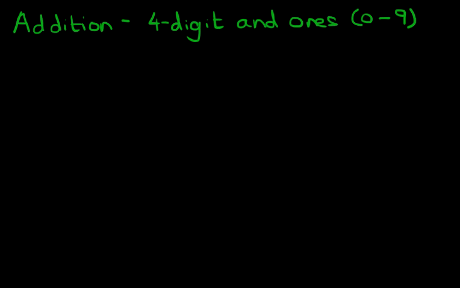So the addition of 4-digit numbers and ones. We're going to do this using the vertical format. So let's start with our first example. What is 2,474 plus 5?